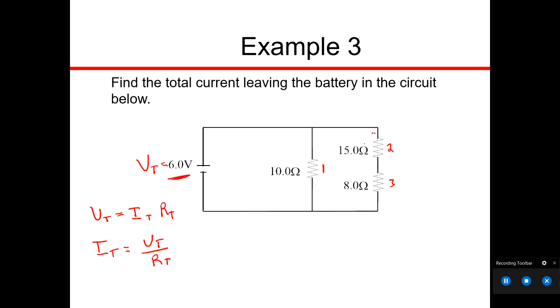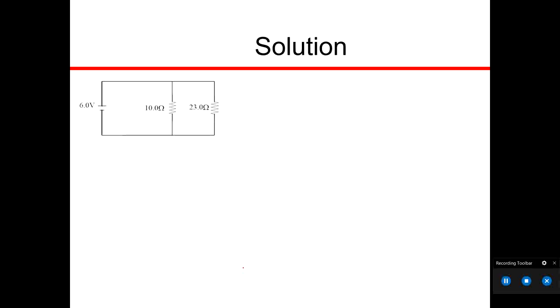First, we combine anything that's in series. So that's resistors 2 and 3 here. So we can find resistor 2, 3 by adding together our 15 ohms and our 8 ohms to give us a total of 23 ohms. Okay, so that's resistor 2, 3. Now we're going to redraw the circuit and replace those two resistors with the equivalent resistor, which would be one of 23 ohms.